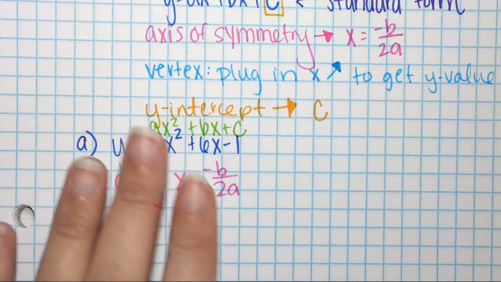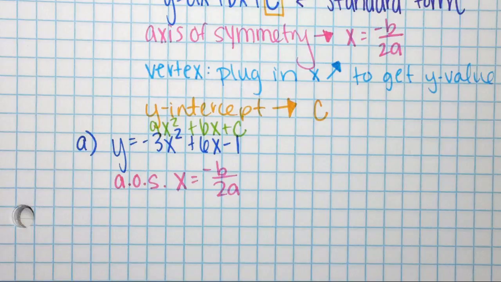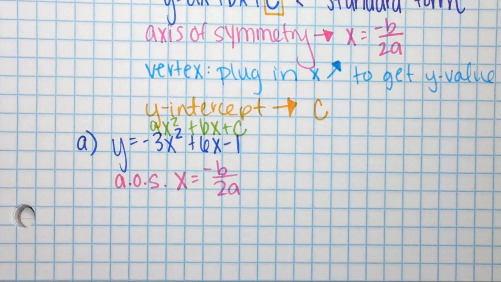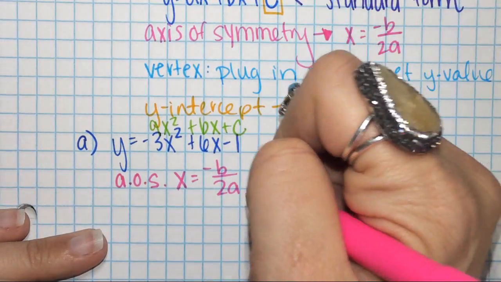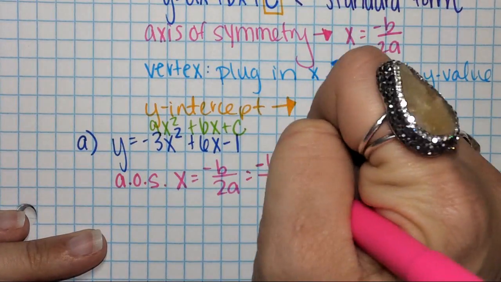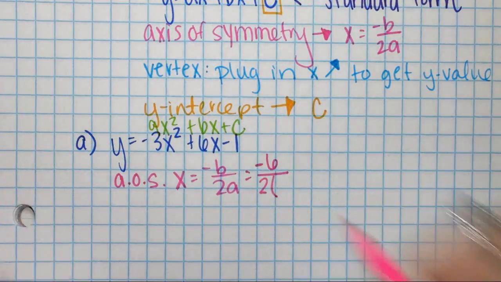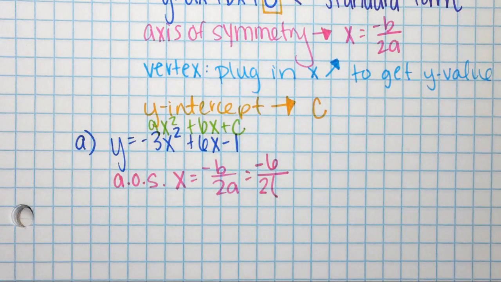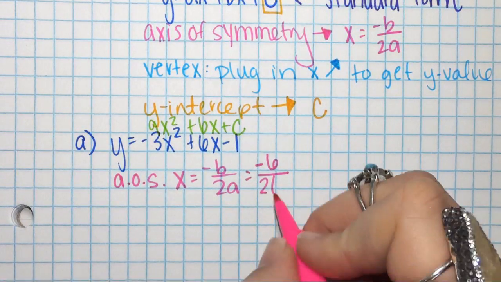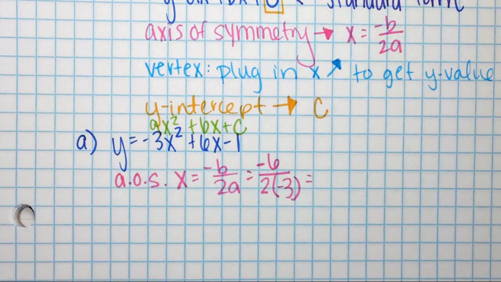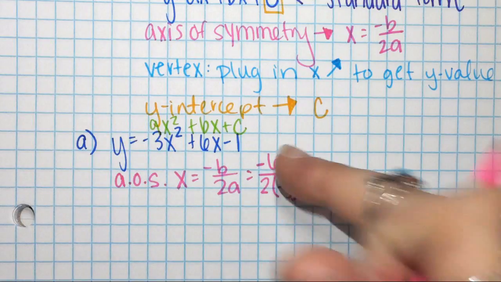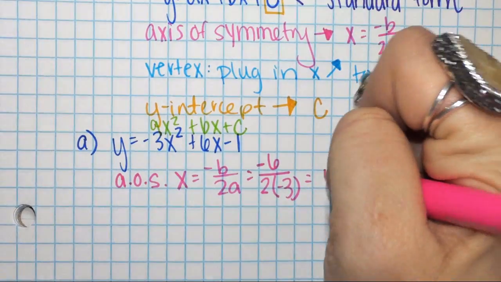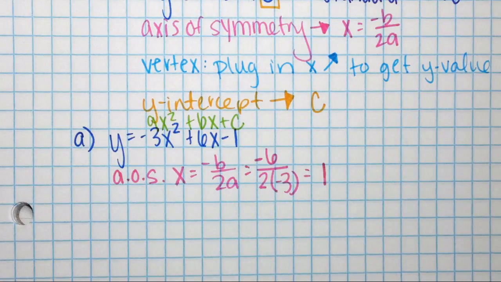So what is our b in this quadratic? 6. So what's the opposite of 6? Negative 6. Awesome. And Cameron, you get a point. Divided by 2 times what? What's our a? Negative 3. Take a point. All right. What's 2 times negative 3? And what's negative 6 divided by negative 6? 1. We have our axis of symmetry.